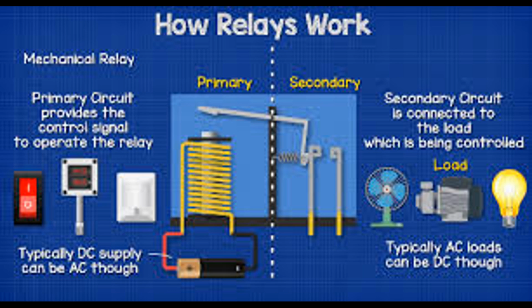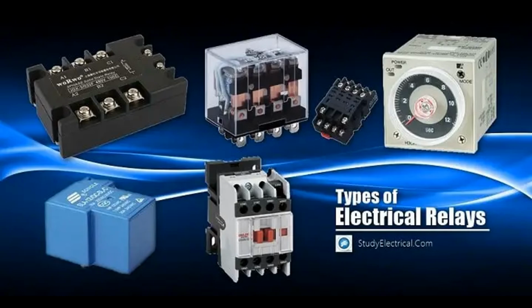The control of a larger circuit by a relay involves using the relay to switch the flow of electricity in a high-power circuit based on the status of a low-power control signal. Here's how it works. Low-power control signal. The relay is typically activated by a low-power control signal, such as a small voltage or current, applied to its electromagnetic coil. This control signal can come from various sources, such as sensors, switches, timers, or microcontrollers.